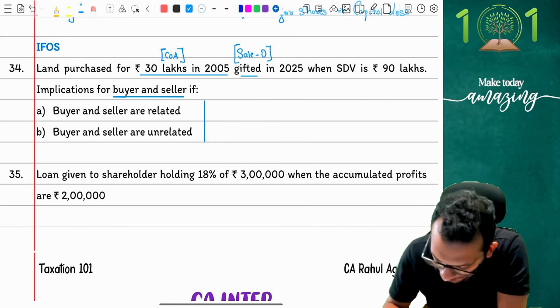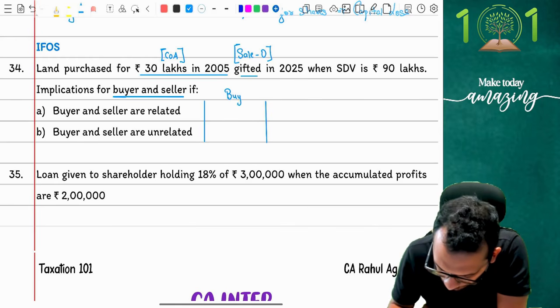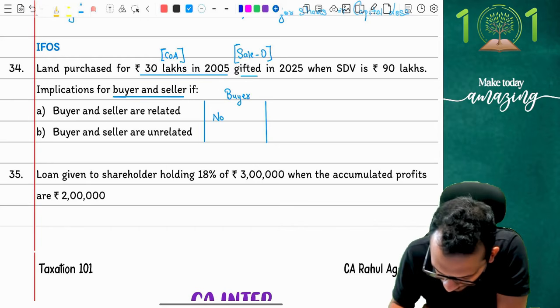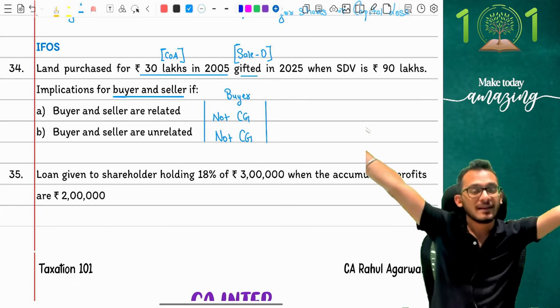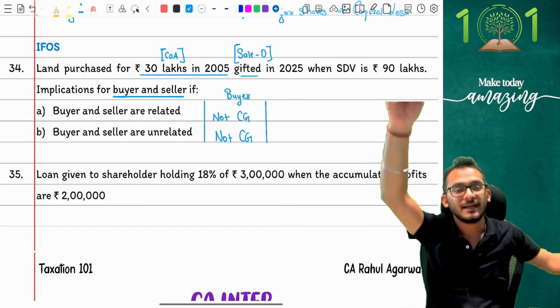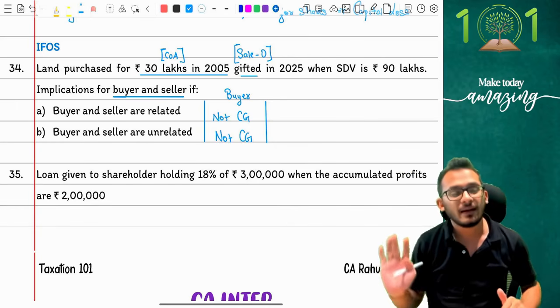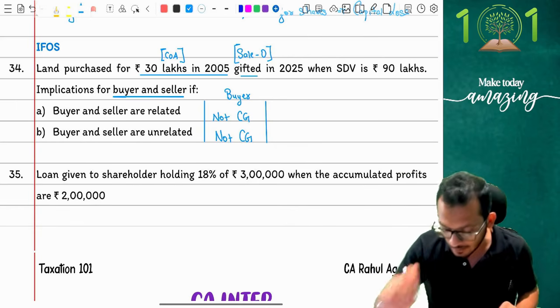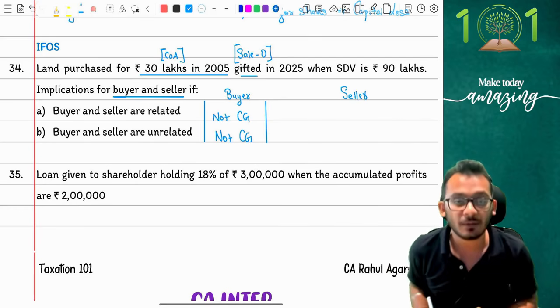So from a buyer perspective, I'm going to make my life easier. Buyer is going to say it is not capital gains. I don't care whether you're related to me or not related to me. At the end of the day, I've given a gift to you. Gift means it is not taxable as transfer, and that's what the answer will say. The problem comes on the seller side.